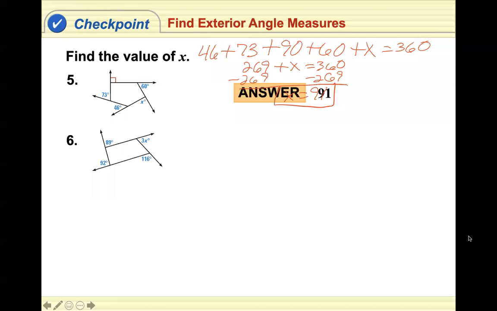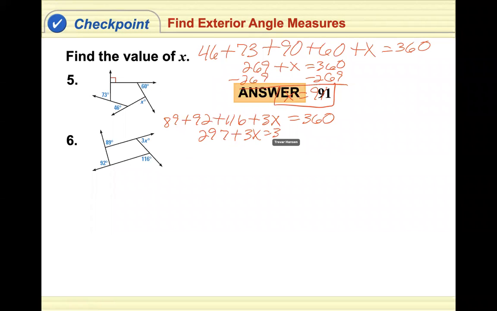Number 6. Again, we're going to add those together. So I have an 89, a 92, a 116, and a 3X. Set those equal to 360. 89 and 92 is 181, 281, 297. So I get 297 plus 3X equals 360. Subtract 297 from both sides. 3X equals 63, divide by 3, and X is going to equal 21.